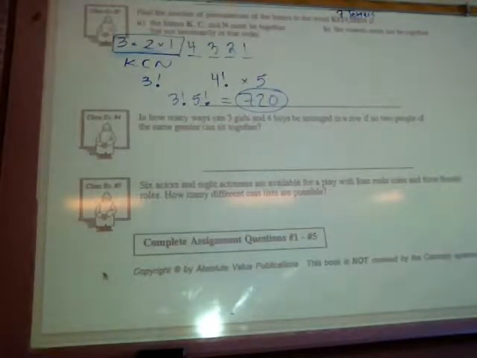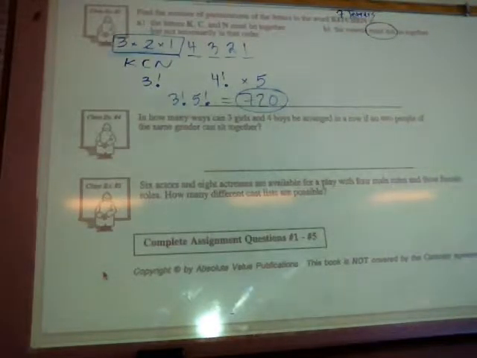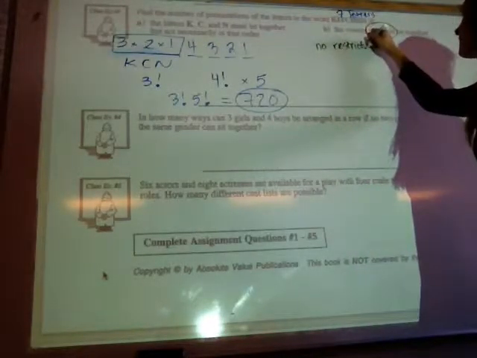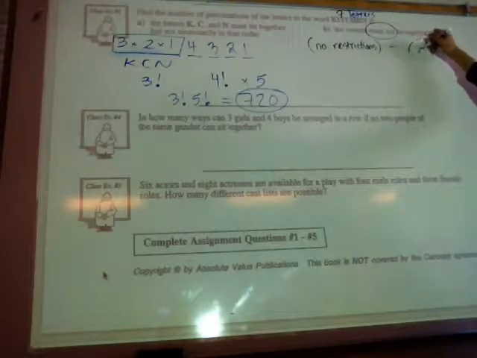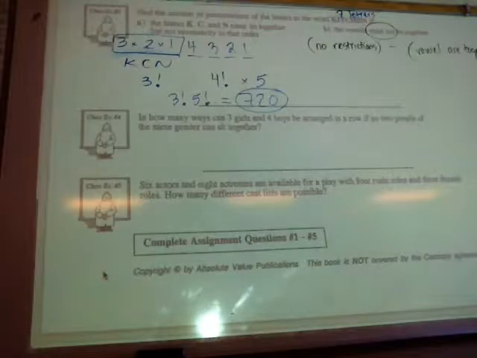Now this next case is unique, and it's a case that you'll want to remember. The vowels must not be together. So to figure out this one, we're going to look at the case where there's no restrictions, and we're going to subtract the case if the vowels were together. If there were no restrictions, we have 7 letters, we're going to take all 7 at one time. We have 7 factorial.